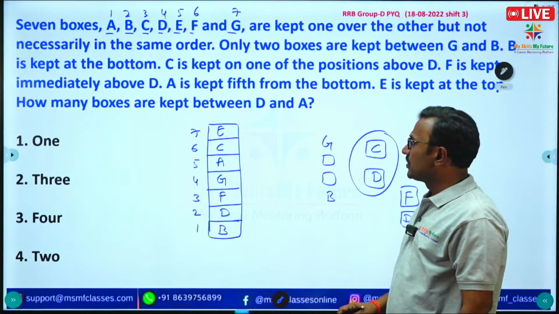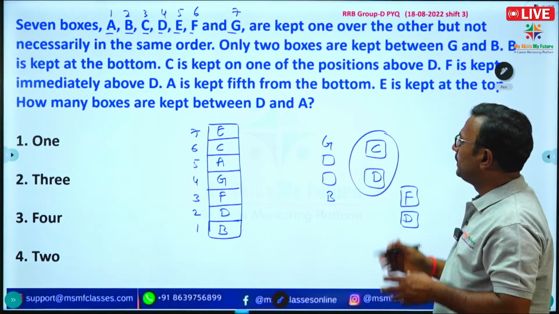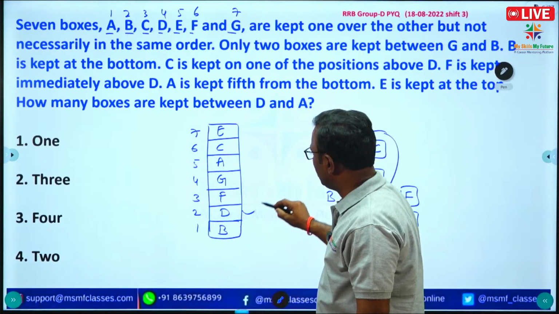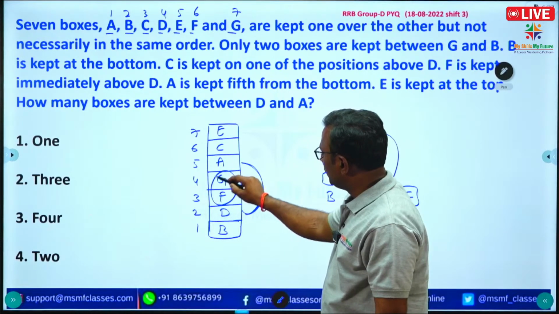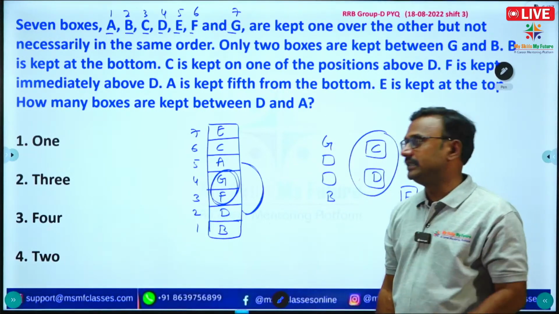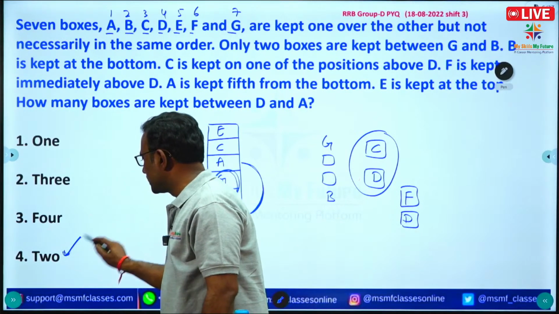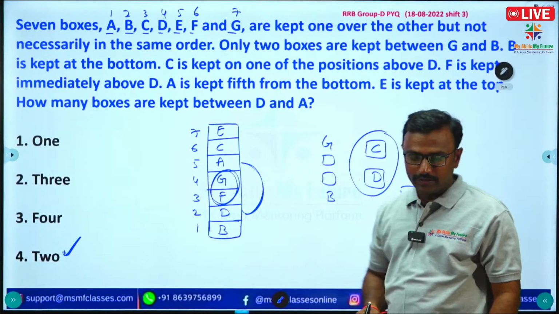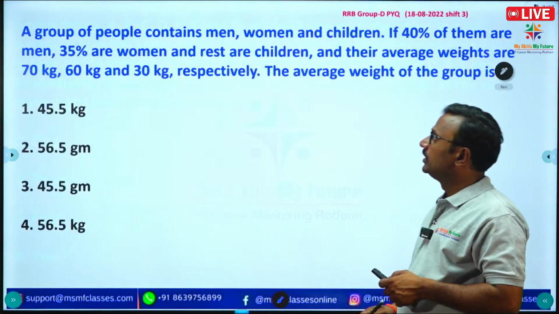So these are the 7 boxes kept one over the other. What is our question? How many boxes are kept between D and A? We can see two boxes are kept between D and A. So option 4, two boxes, is correct. Okay, shall we move to the next question?